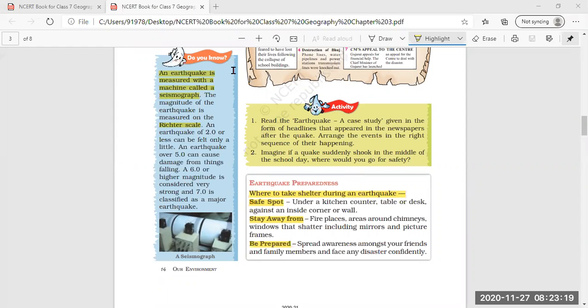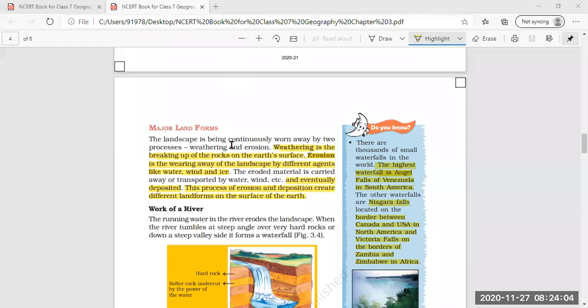Now next, the major landforms. What are the major landforms and how are these landforms continuously changing? Now we will come to know about that. The landscape is being continuously worn away by two processes.